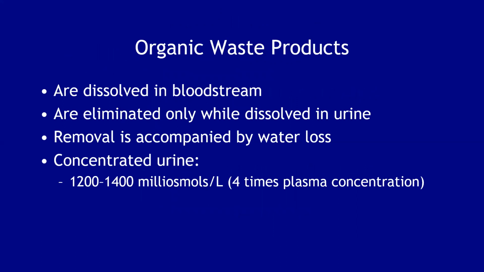These waste products are going to be in our bloodstream, and the only way that we can get rid of them is when they're dissolved and eliminated in urine. But in order to do this, we also have water loss. You know that sometimes your urine is more concentrated than others. It depends on your water intake and your water needs. So concentrated urine is concentrated 4 times that we find for plasma.